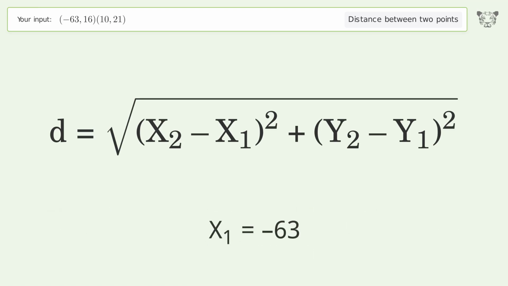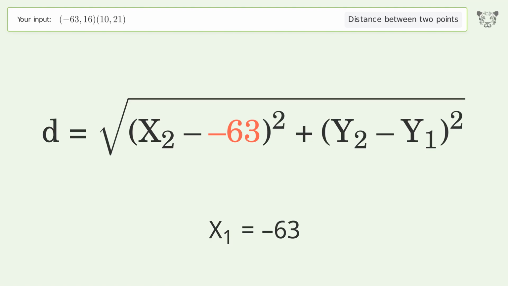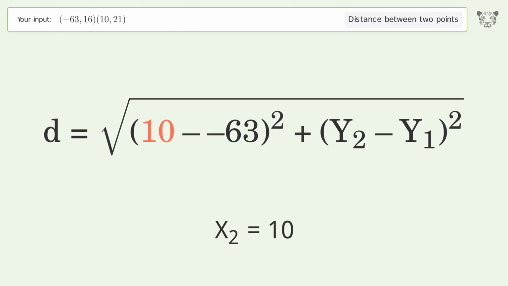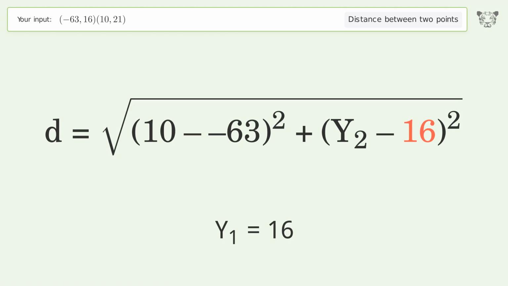x1 equals -63. x2 equals 10. y1 equals 16. y2 equals 21.